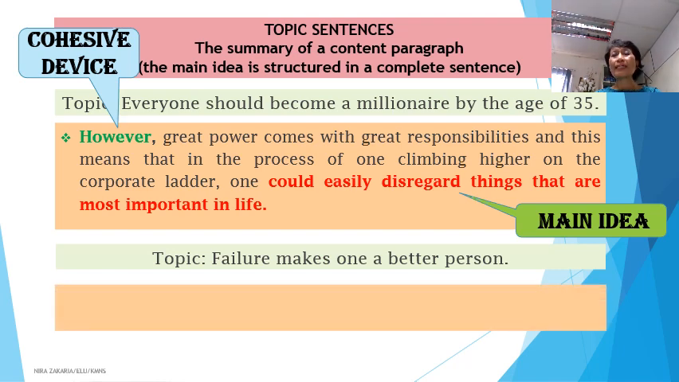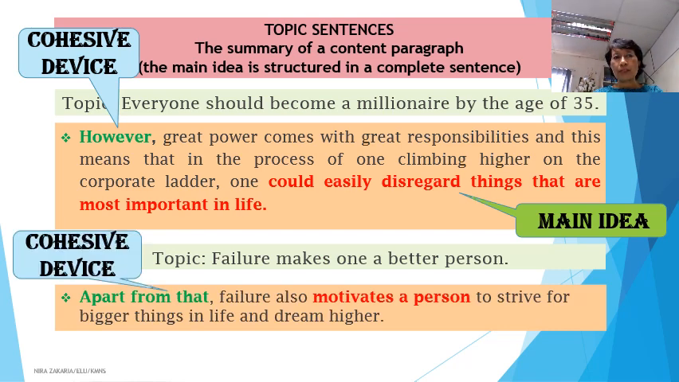Now what about the second example? Failure makes one a better person. Here goes. Apart from that, if you could recall the example of thesis statement that I had given before this, you could see that one of it is about to improve and to mold a person into a much better version of himself or herself. So here, apart from that, failure also motivates a person to strive for bigger things in life and dream higher. It shares the same idea.